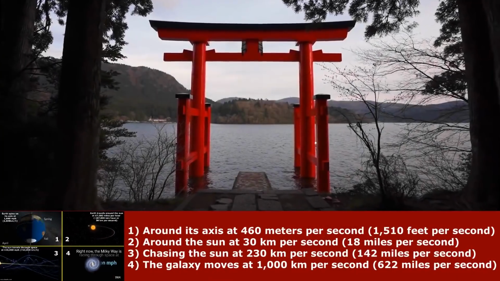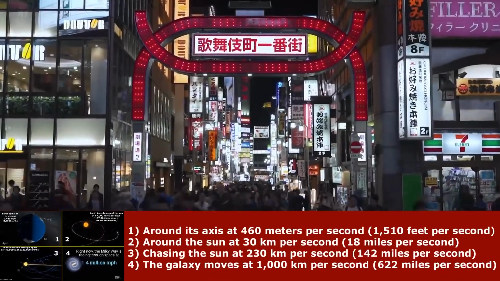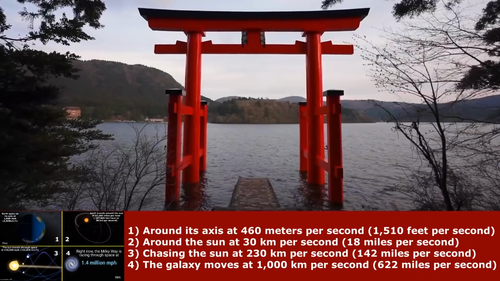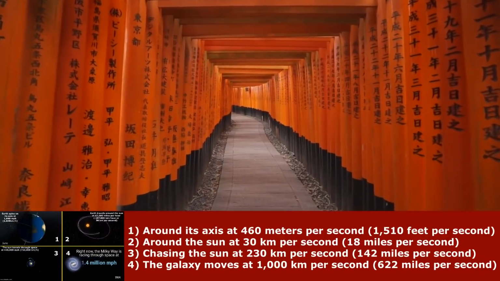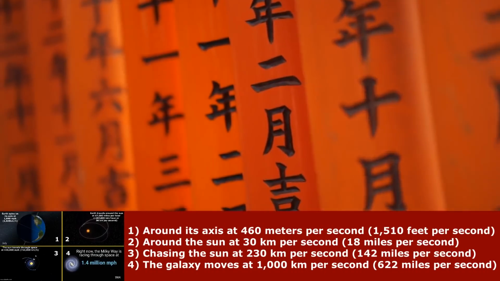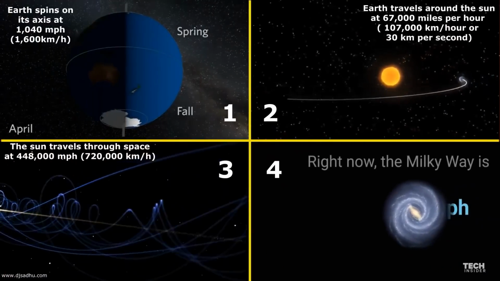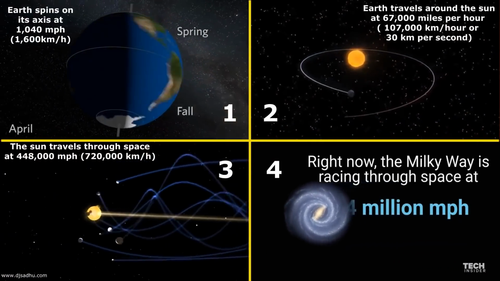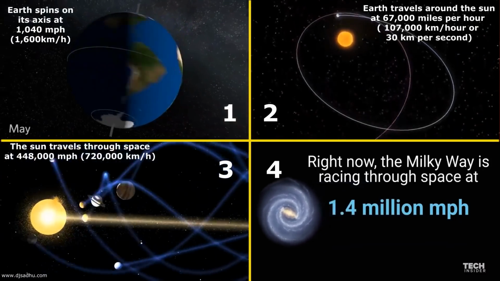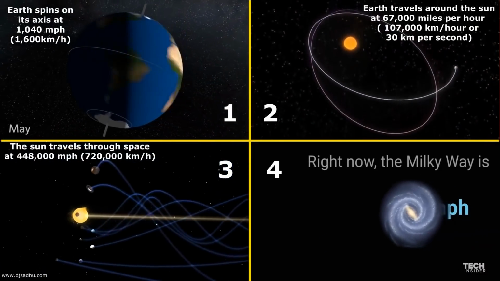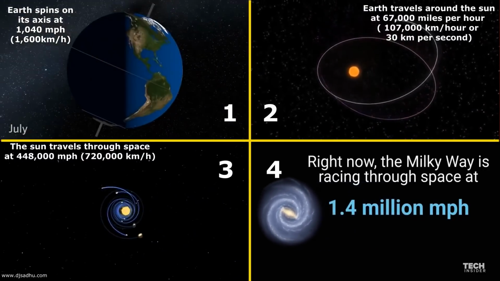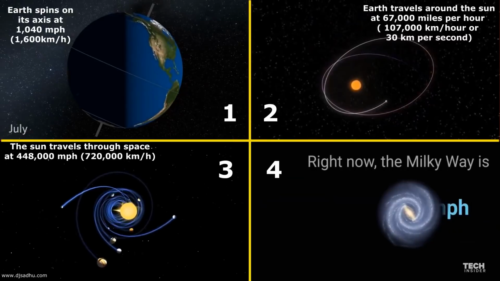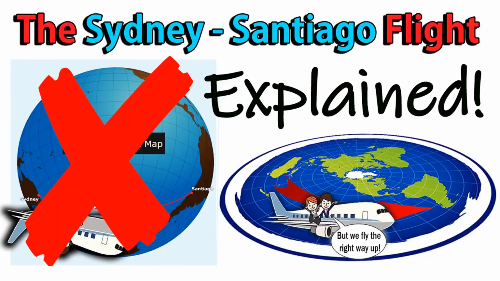Earth is stationary, so we can eliminate the idea that a flight coming from Sydney to Santiago is flying over a spinning ball Earth going in 4 different directions at the same time at a speed of 1,000 kilometers per second or 1.4 million miles per hour. It's just not possible. We only have another option for that, which we will look at next. That's the flat Earth model.